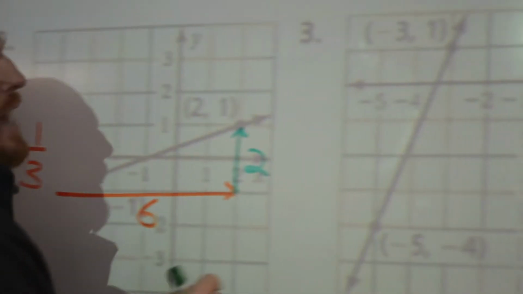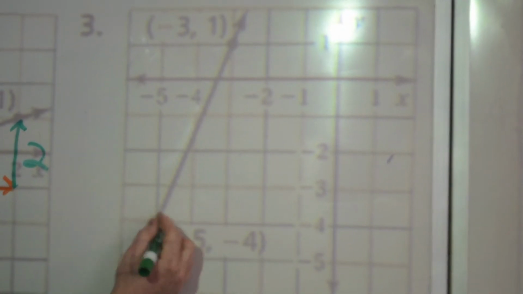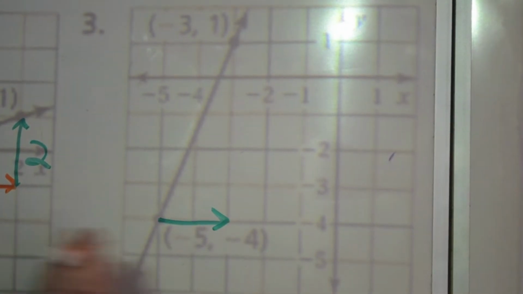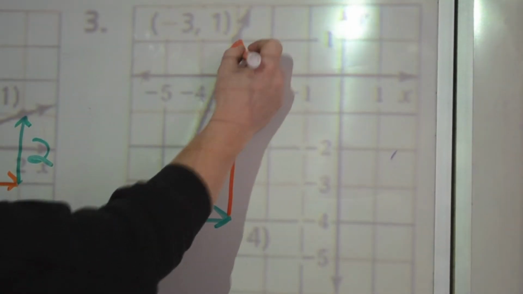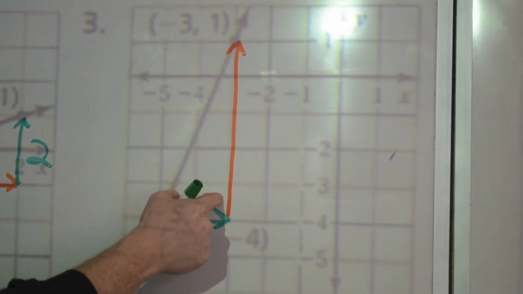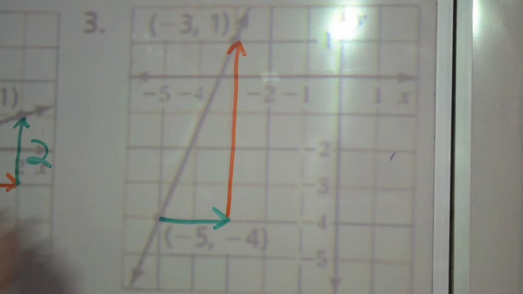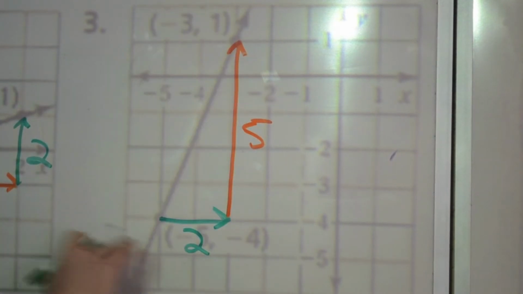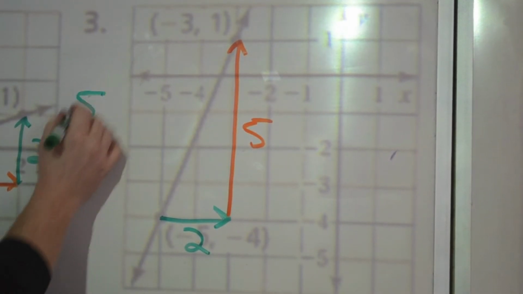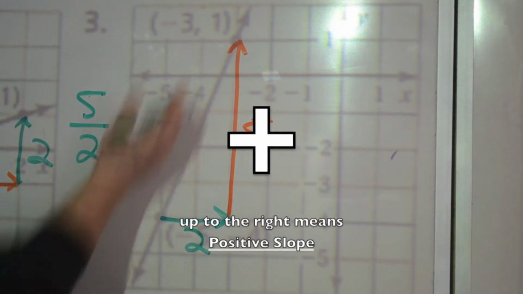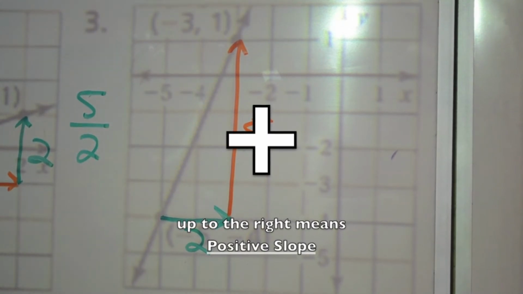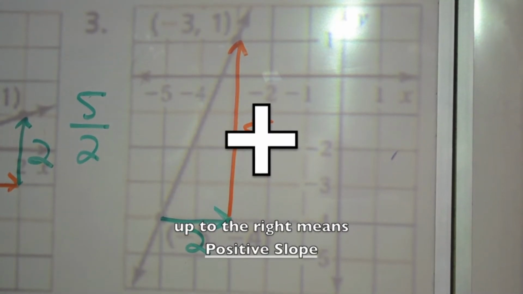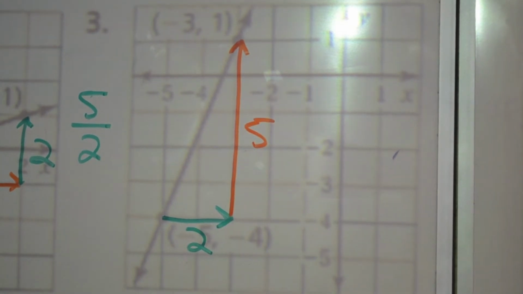And then on this last graph here, draw our arrows. And so rise of 1, 2, 3, 4, 5. The run of 1, 2. So our rise over our run is 5 over 2. And once again, this is going up to the right, so a positive slope on this one as well. So those are the 3 answers you should have gotten, guys.